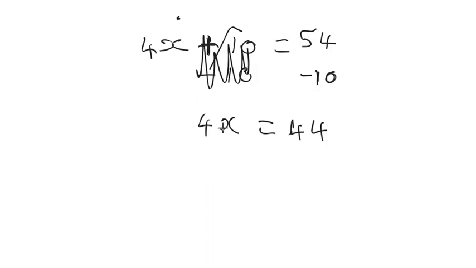Now, that's 4x, but we want x. How do we get from 4x to x? Remember, this is 1x. To get from x to 4x, we quadruple it. We times it by 4. So to go the other way, to get rid of that 4, we need to divide by 4. 4x divided by 4 is x. And 44 divided by 4 is 11. 11. Alright, let's do a few.